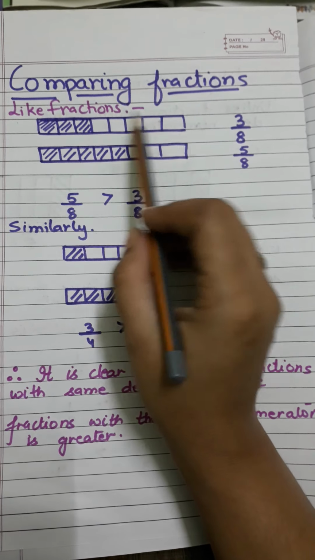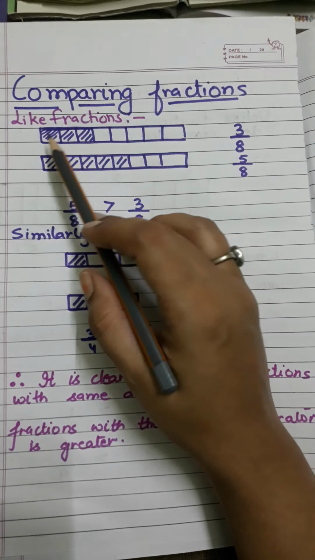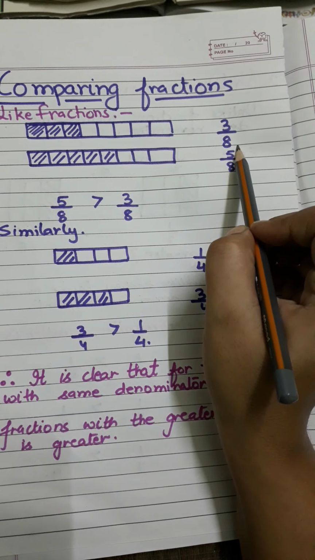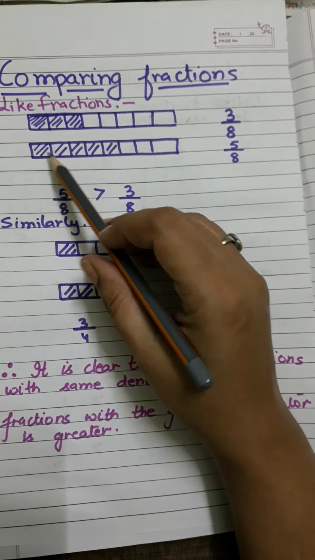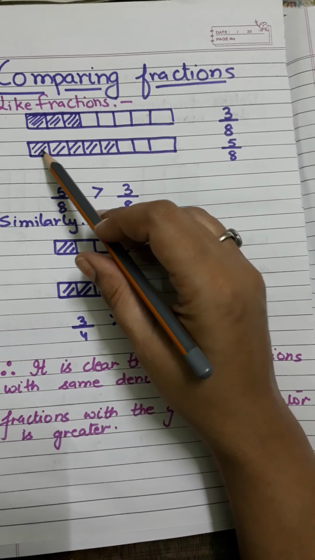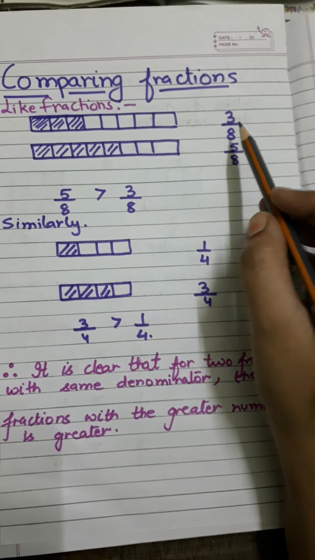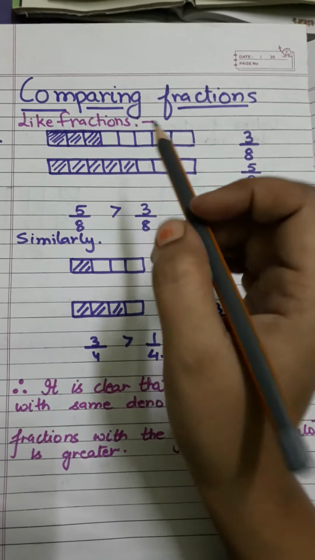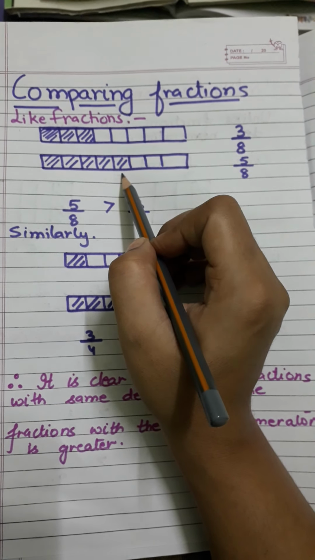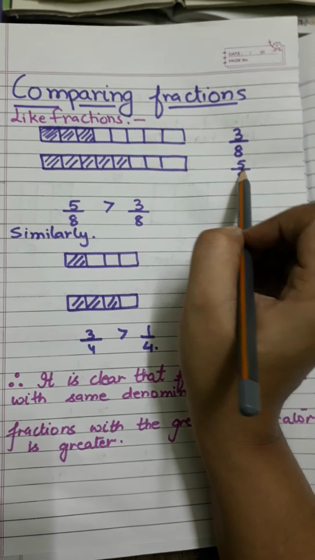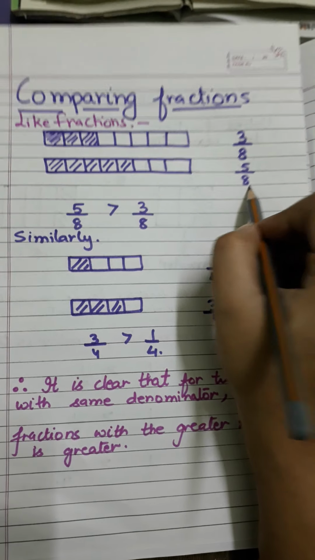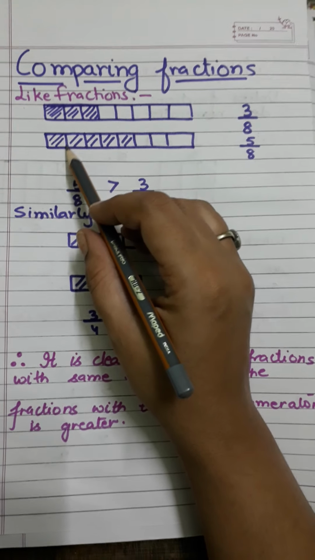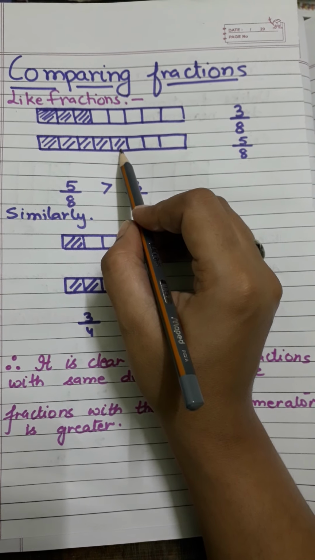So here is one fraction I have taken. In this, 3 parts out of 8 are shaded. So I have written the fraction as 3 by 8. And in the next, how many parts are shaded? 1, 2, 3, 4, 5. So 5 parts out of 8 are shaded. Fine. So here you can clearly see which fraction is greater. It is the second fraction, 5 by 8, because out of a total of 8 parts, 5 parts have been shaded. Fine.